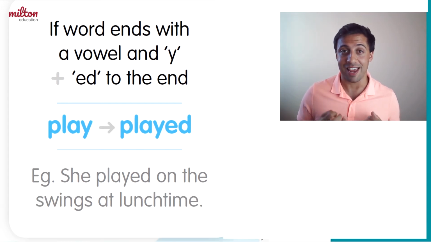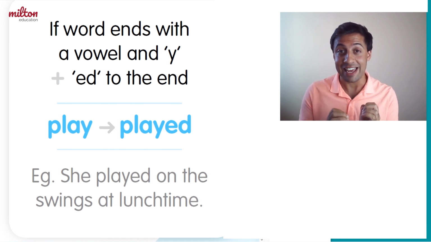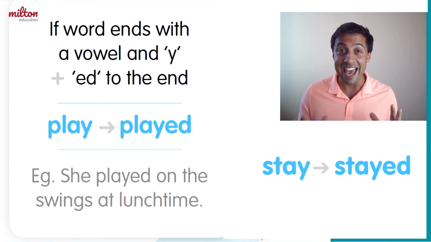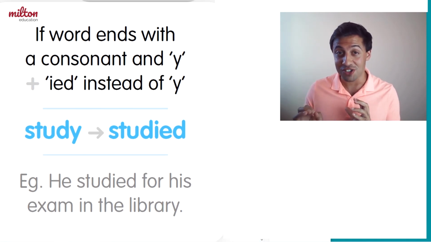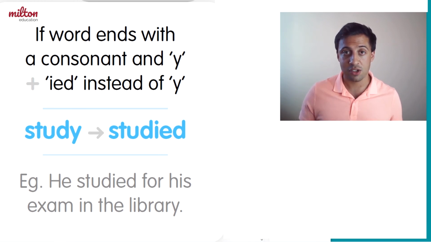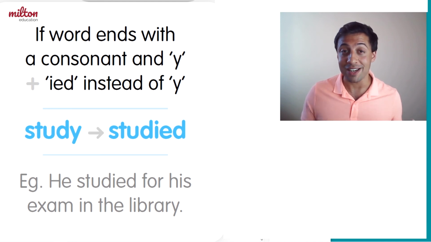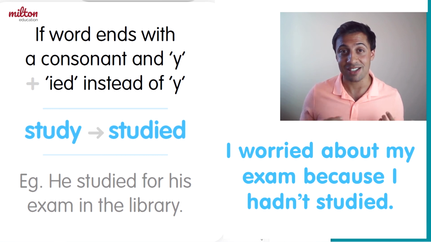If a word ends in a vowel and the letter Y, like play, then we add ed to the end of this word to make it simple past. So play becomes played. And another example, stay becomes stayed. But if a word ends in a consonant and the letter Y, we add IED. So study becomes studied. Reply becomes replied. And an example sentence for you, I worried about my exam because I hadn't studied.